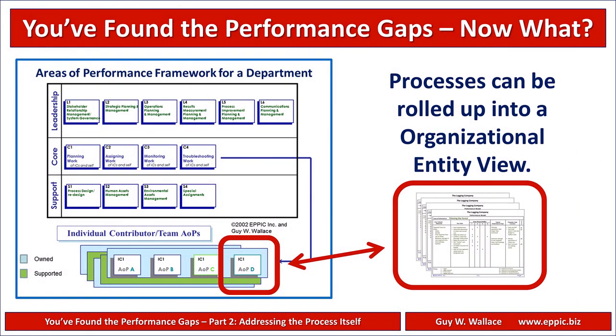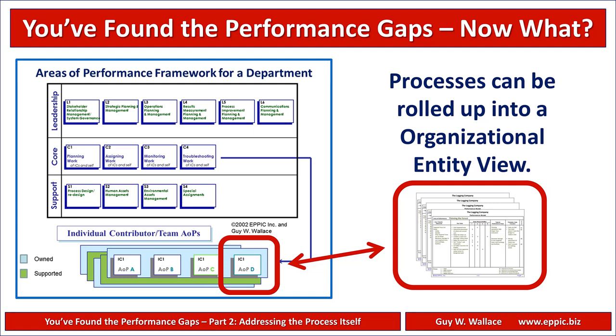Now I can take a set of performance models on the bottom right there and roll them up to look at a particular part of the organization. And my model on the left there is how I frame looking at the areas of performance. They could have been called major duties, they could have been called accomplishments, they could have been called key results areas. But I can look at an entire department, which is a composition of processes. And this is my way of segmenting all of those processes.